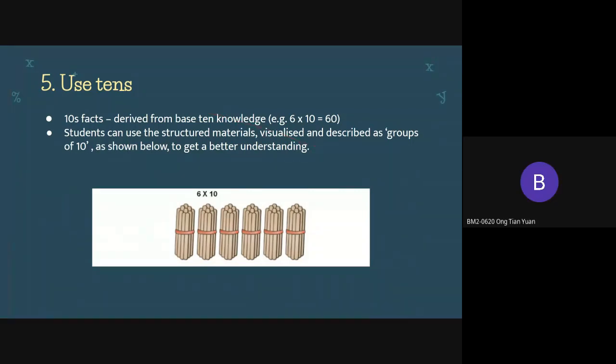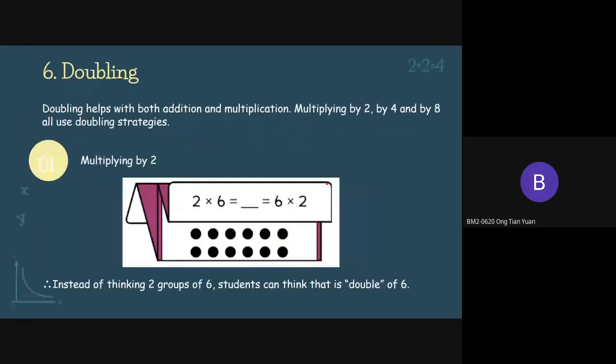Now I will explain use tens. Firstly, tens facts will be derived from base 10 knowledge. For example, 6 times 10 equals 60. Students can use structured materials, visualize and describe it as groups of 10 as shown below to get a better understanding. Next, I will pass to my group mate.